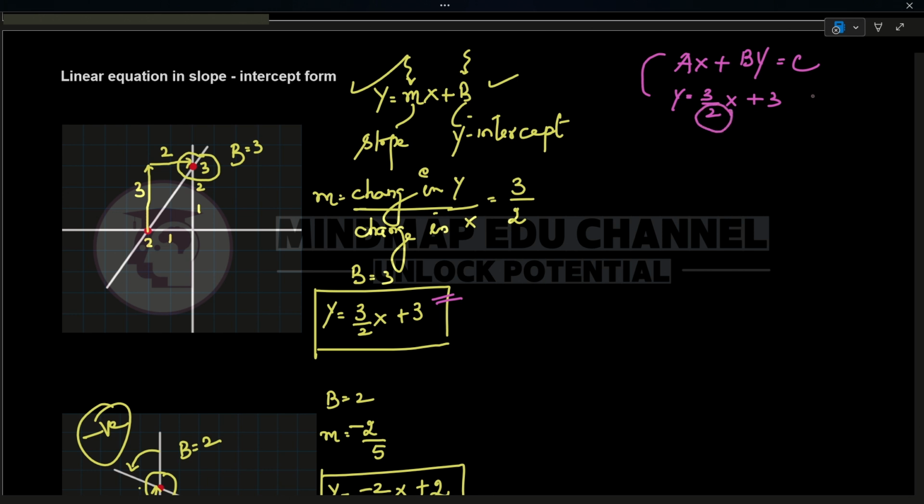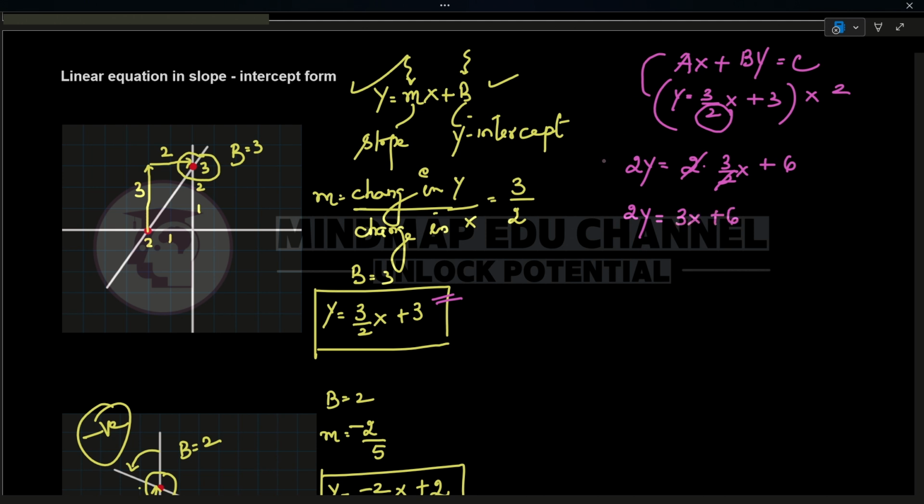Now if you compare the equations, we need to get rid of this denominator. So for that, what we will do, we will multiply this equation with 2. So it will be 2y is equal to 2 into 3 over 2x plus 3, 2 3s are 6. 2 and 2 will get cancelled. We will get 2y is equal to 3x plus 6.